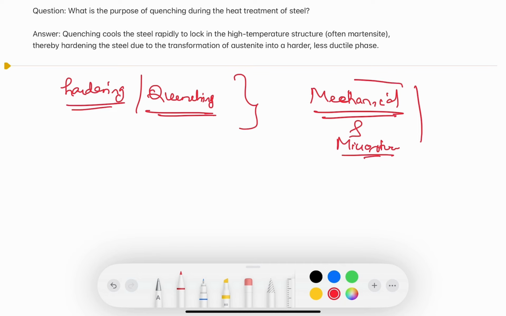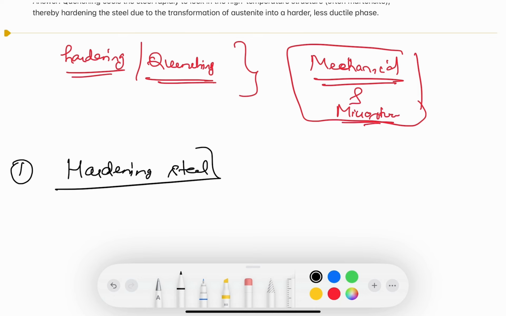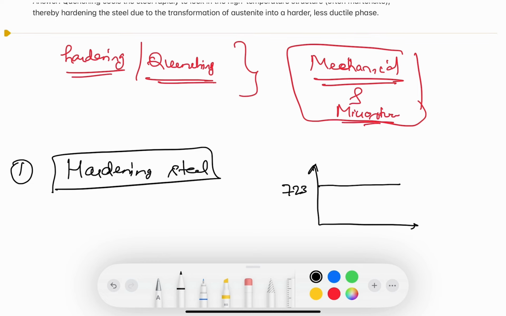So what is the main purpose? Let's point out some main purposes of this quenching process. The first main purpose is hardening steel. The primary purpose of quenching is to harden the steel. This involves heating the steel to a high temperature where it transforms into austenite. Let's suppose we are talking about eutectoid steel. In eutectoid steel, the temperature is 723 degrees Celsius.